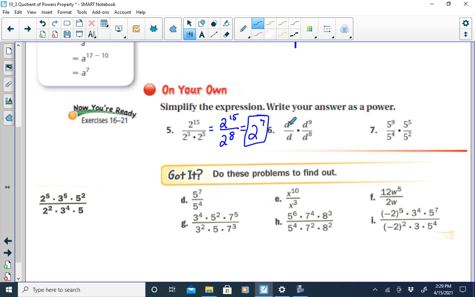This next one, let's do d to the 5th times d to the 9th, that's going to be d to the 14th power in the numerator, and in the denominator, that's going to be d to the 9th power. Now we're dividing powers with the same base. We can subtract those exponents. So 14 take away 9, that's going to be d to the 5th power.